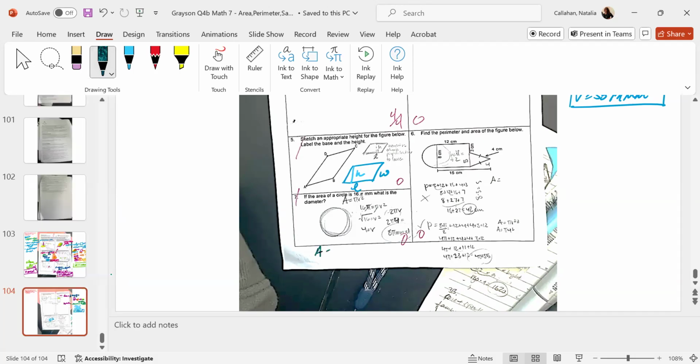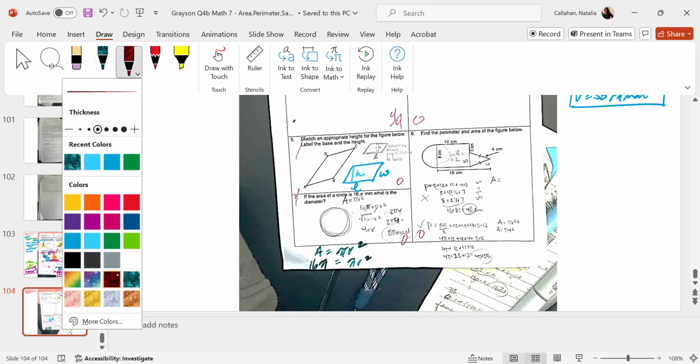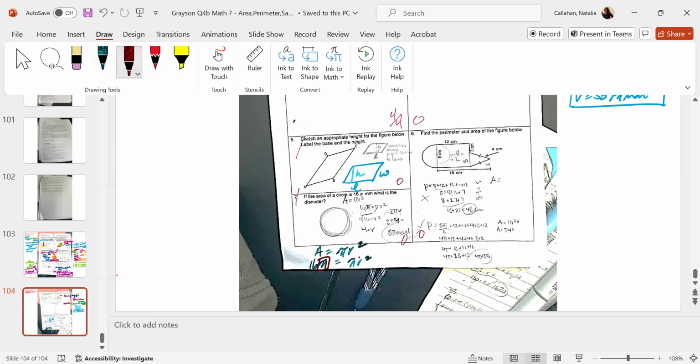Okay, area of the circle. What's the area of a circle? Pi r squared, correct? If the area is 16 pi equals pi r squared, what can you cancel on both sides? Pi. Pi is gone, correct? So then you have r squared equals 16. What's the square root of 16? 4 millimeters. That is your answer.